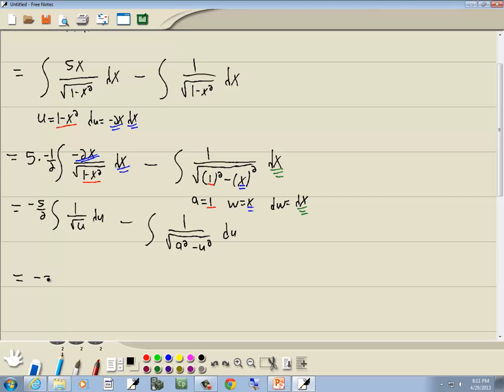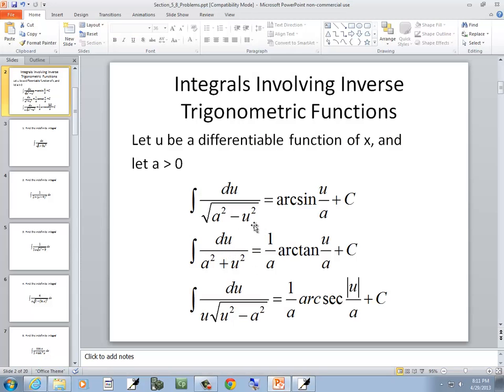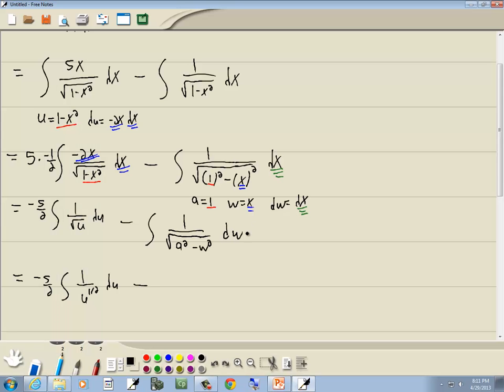Okay, well, back to this one. We got negative 5 halves, and this becomes 1 over u to the 1 half. We want to get rid of the square root. Minus, and what did I put u there for? Losing my mind. It should be w, because that's what we said this was. And then this would be dw. I get so used to thinking the u-substitution. Well, this matches our formula exactly, except for a different variable, but still the same idea. So it matches our first one, which we rewrite as arc sine. So minus arc sine of u over a, so I'd have w over a plus c.